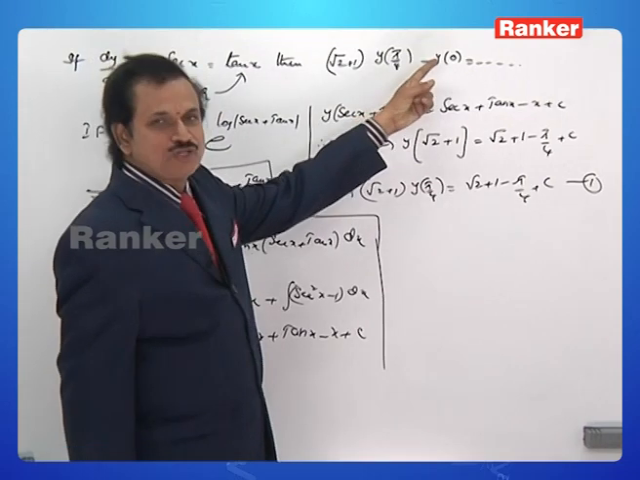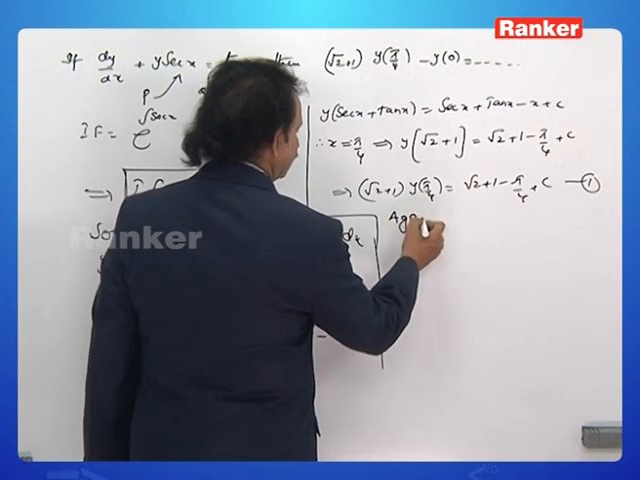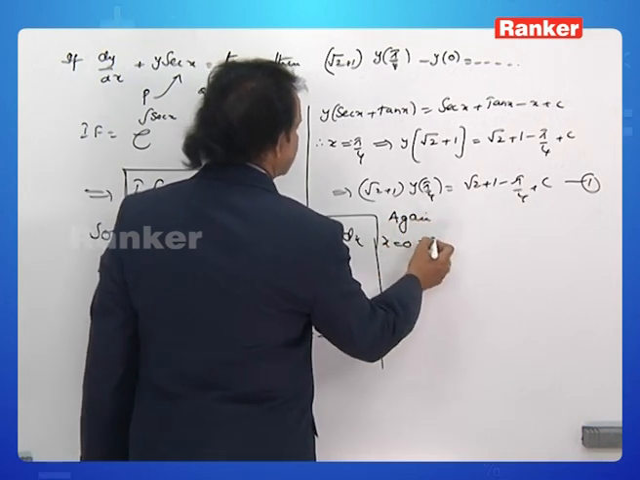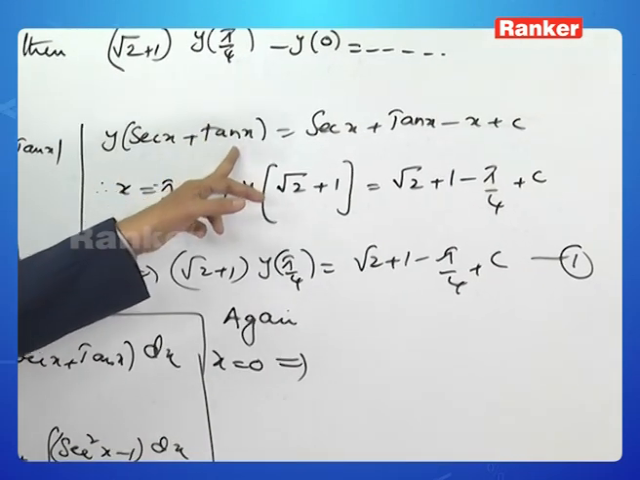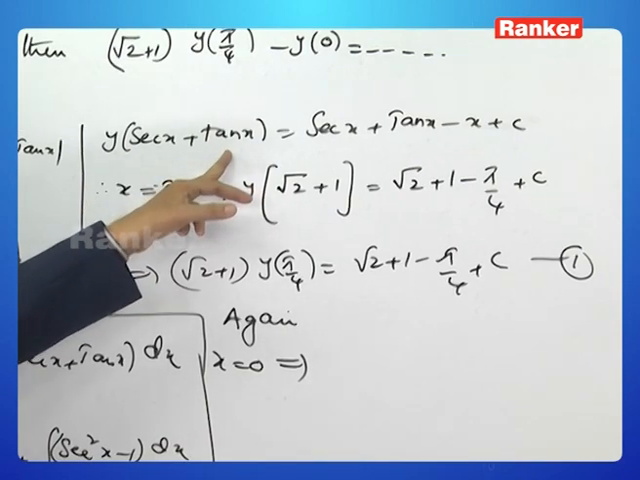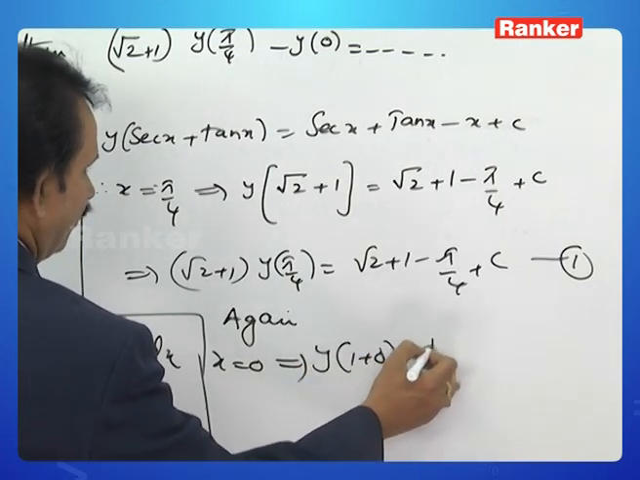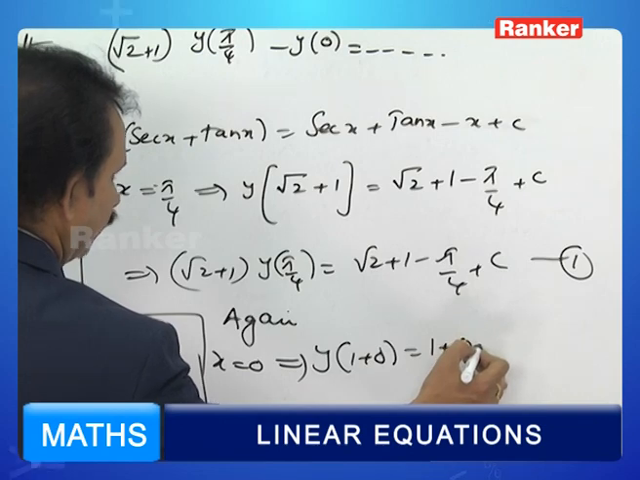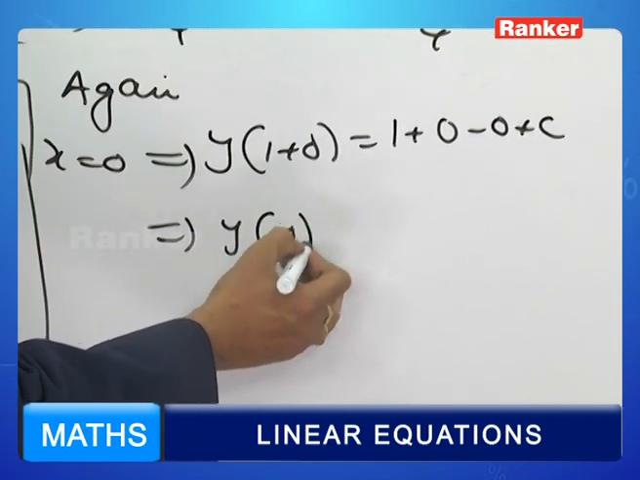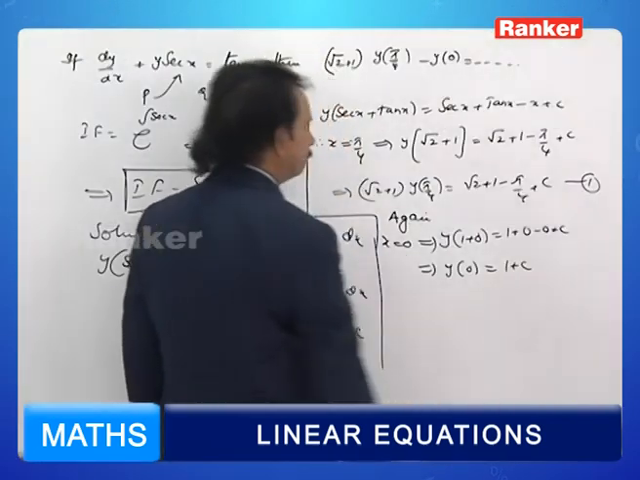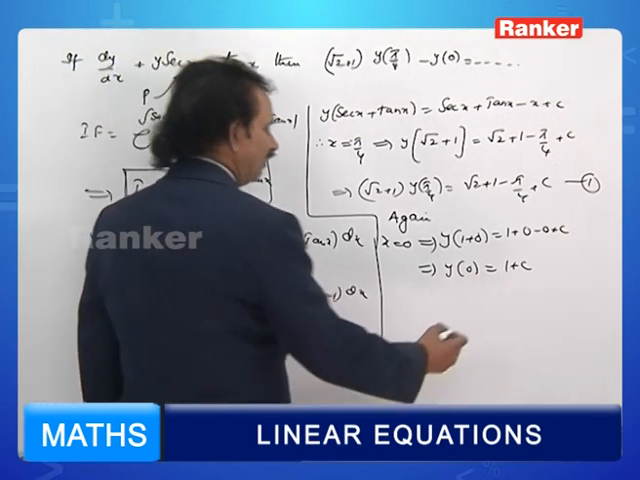Again, we have to know what is y at 0. Again, x equal to 0 implies secant 0 is 1, tan 0 is 0, 1 plus 0 is 1, y into 1 equals secant 0 is 1, tan 0 is 0, minus x is 0, plus c. Therefore, y at 0 is equal to 1 plus c. Call this equation 2.